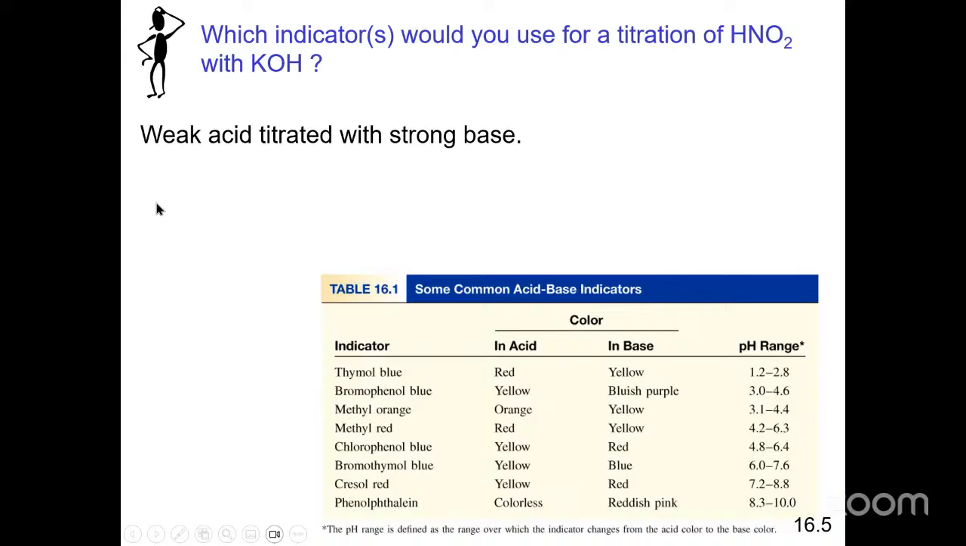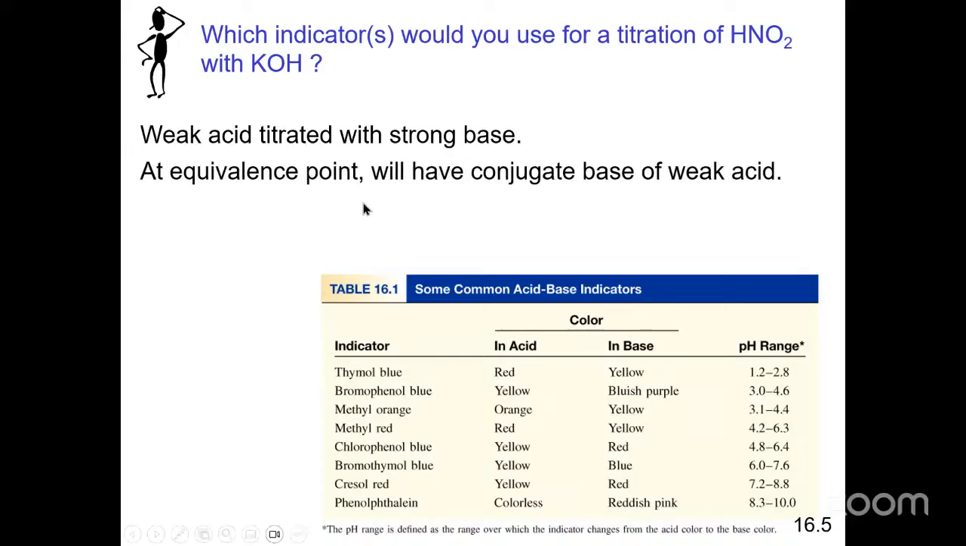So the question you have to ask yourself is, what would you expect the pH to be at the equivalence point? If you're titrating a weak acid versus a strong base, you'd expect the pH to be greater than 7, all right? So if the pH is greater than 7, that means that you'd use an indicator whose color change would occur above 7. So which of these indicators would you choose for this type of titration?